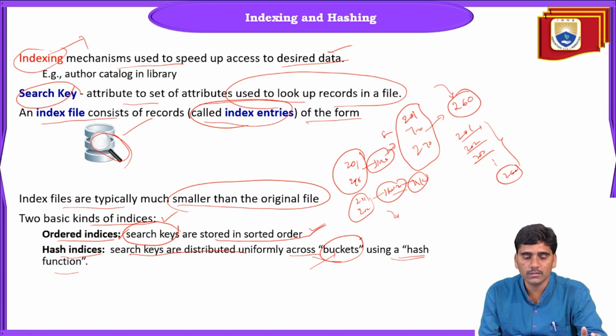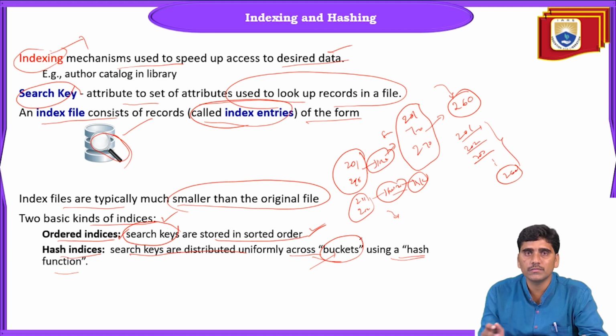Indexing is nothing but a mechanism to speed up the accessing of the desired data in a file. For example, an author catalog in a library. To do all these processes, we are going to use a search key.